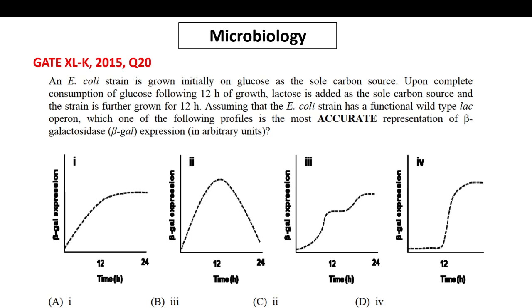The question states that an E. coli strain is grown initially on glucose as the sole carbon source. Upon complete consumption of glucose following 12 hours of growth, lactose is added as the sole carbon source and the strain is further grown for 12 hours. Assuming that the E. coli strain has a functional wild-type lac operon, which one of the following profiles is the most accurate representation of beta-galactosidase (beta-gal) expression in arbitrary units?